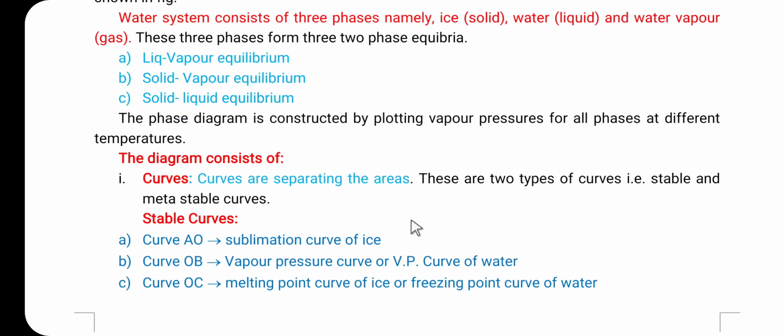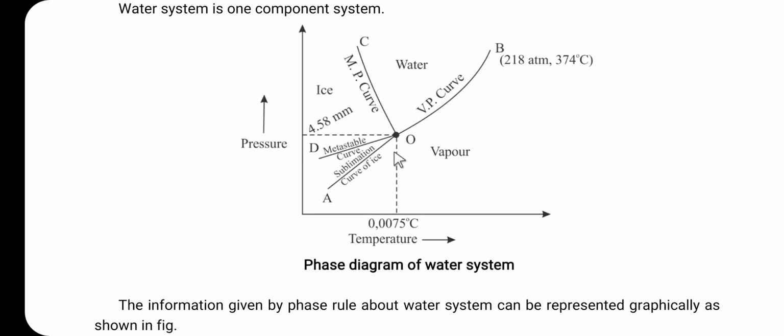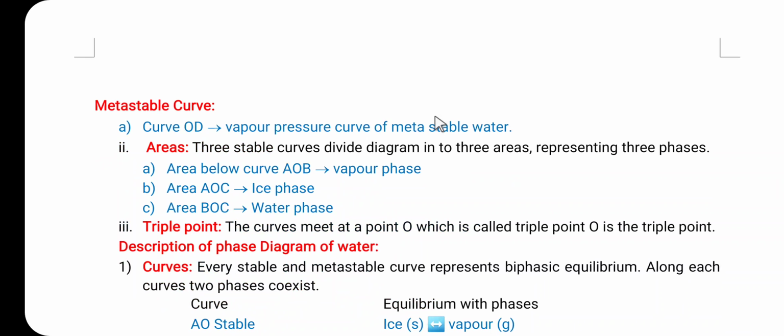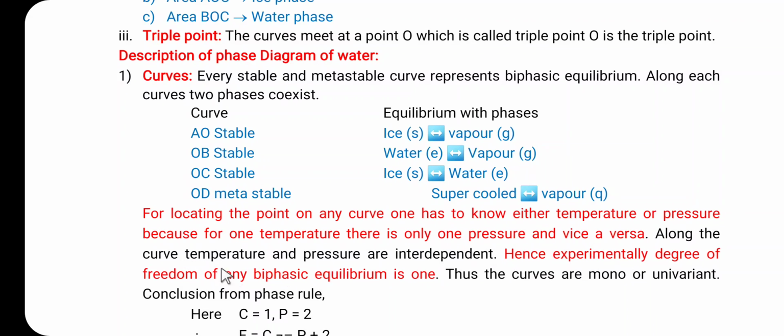So let us consider one example. When we consider the curve OB, there is an equilibrium between the water and water vapor. If we have to locate a point on the curve OB, either we have to specify the temperature or the pressure. So let us consider this point. At this point there is only one temperature and only one pressure. Either we have to specify the pressure or the temperature. So we can say that along the curve temperature and pressure are interdependent, hence experimentally the degrees of freedom of any biphasic equilibria is 1.